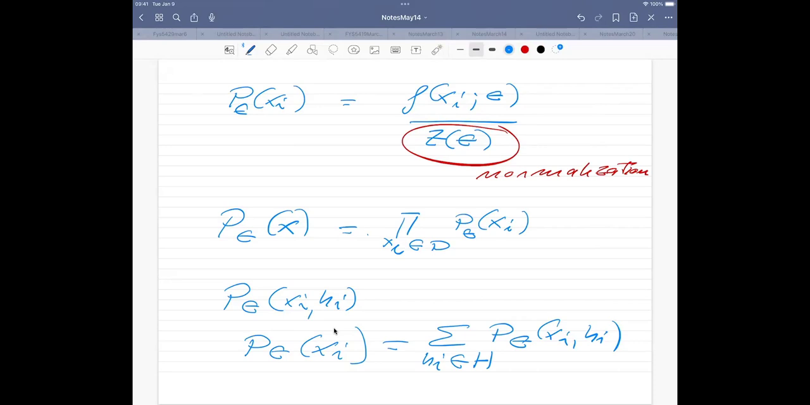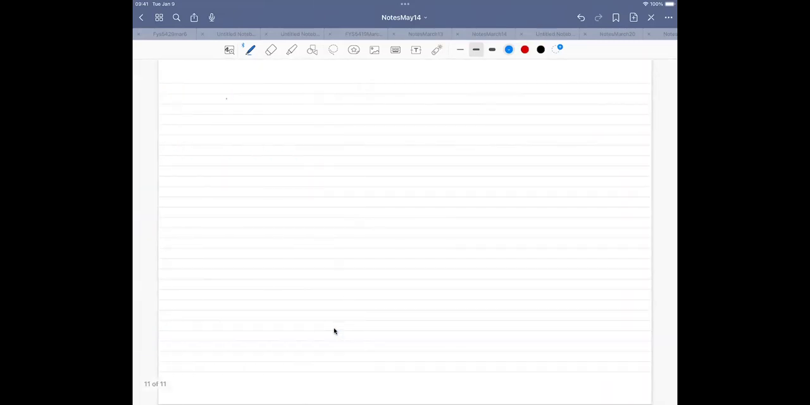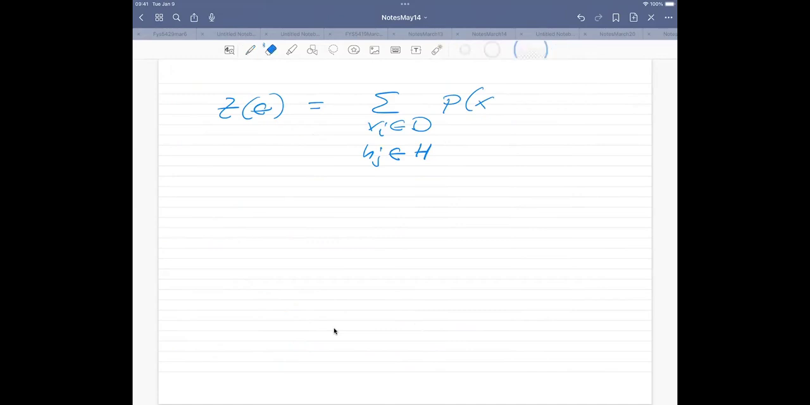Now, this normalization constant is the ugly beast. So the Z of theta is actually summing over all the x_i's in a domain D, and all the h_j's in a domain H. And then we will have simply the function f of x_i, h_j, and parameter theta.